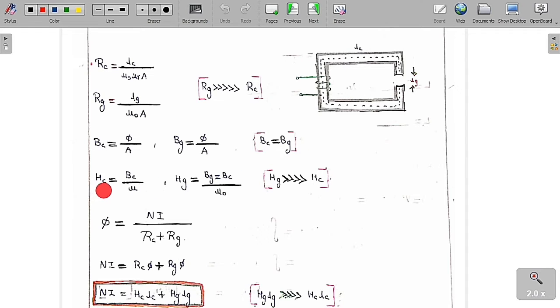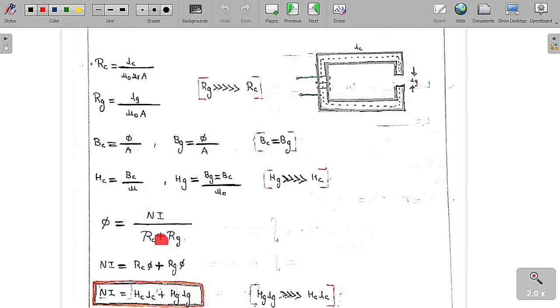Now, what is the value of Hc? Hc is equal to Bc by mu, and Hg is equal to Bg by mu naught. Because Bg is equal to Bc, both are the same, but you can see clearly that mu is very high, so the overall ratio will be less. Therefore Hc is always less than Hg. So Hg is always greater than Hc, which means the magnetic field intensity in the air gap is always higher than in the core, whereas the magnetic flux density is the same in both cases.